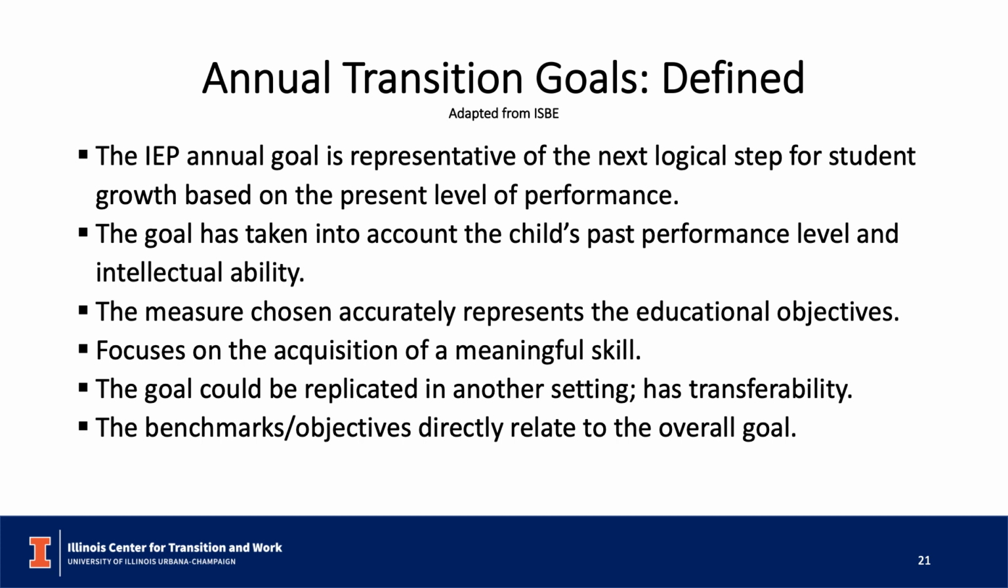We know generalization is such an important part of skill mastery for our students, and thinking about, can this be done in the school building? Can this be done out in the community? Can it be done at a grocery store? How are we taking these goals and thinking about how they can be applied in various environments and places? And also finally, that the benchmarks or objectives, whatever your district calls them, directly relate to the overall goal. So that those benchmarks are kind of little baby steps towards that annual goal. They're all in beautiful harmony to then also align with the post-secondary goals.